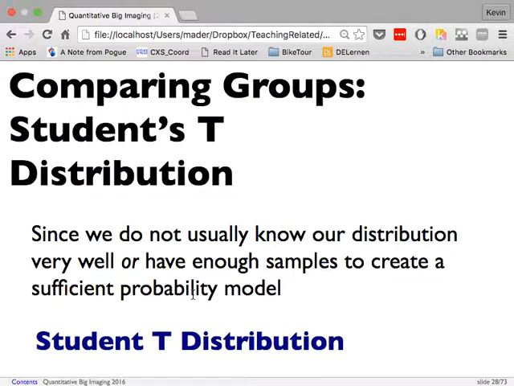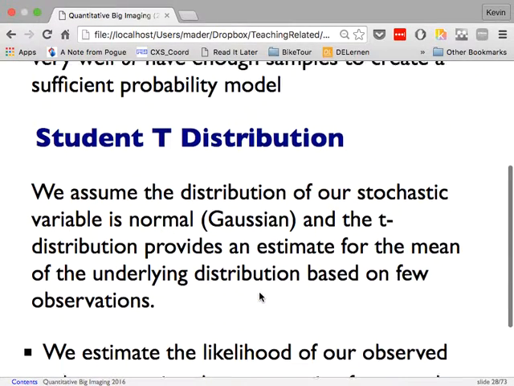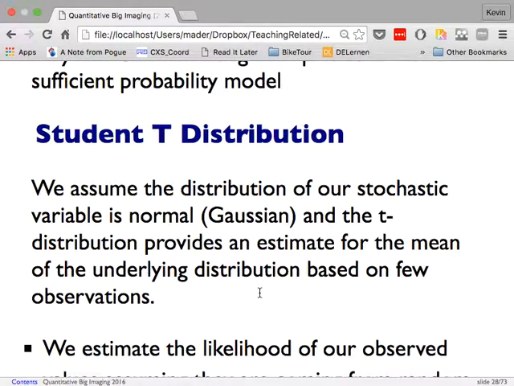Since we usually don't have all of the information required to create a distribution, there are a lot of assumptions we can take to make it simpler. And so this is where the student t-test and student t-distribution come in. And that's that you assume the distribution of the stochastic variable is normal, which means it has a Gaussian distribution. And then the t-distribution provides an estimate for the mean of the underlying distribution based on a few observations.